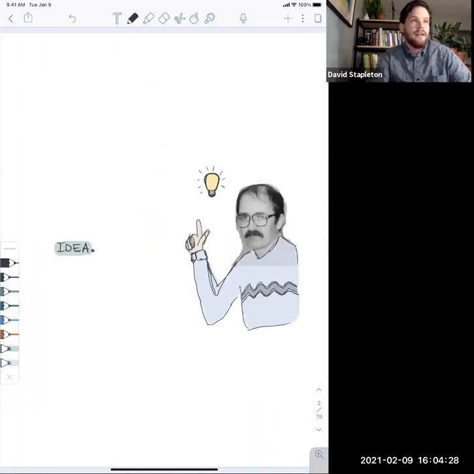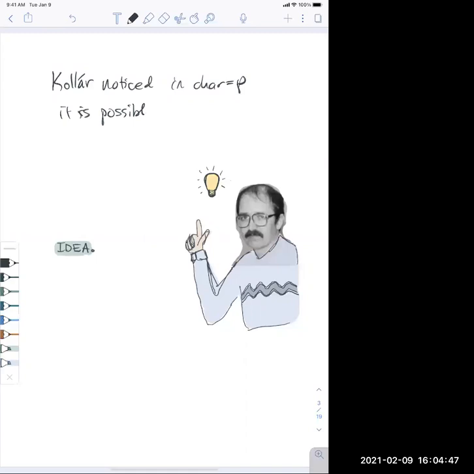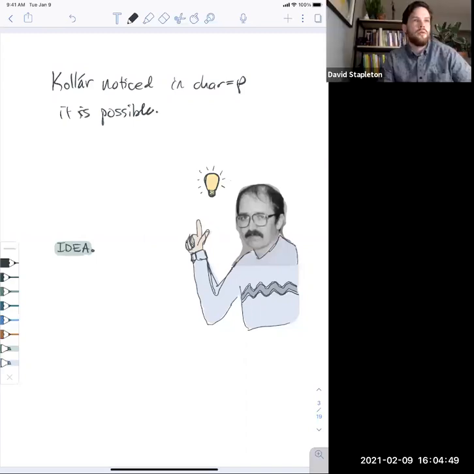But if we go to characteristic p, Kollár has a nice idea. So Kollár notices that in characteristic p, Fano varieties can have holomorphic forms, and his idea is to look at p-cyclic covers in characteristic p.